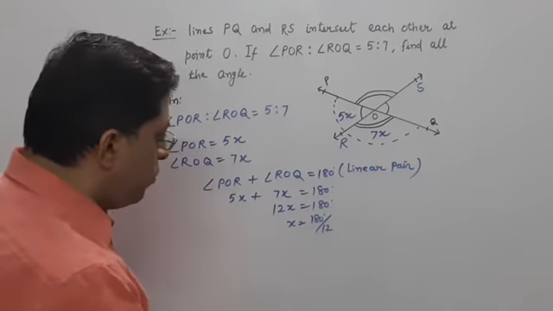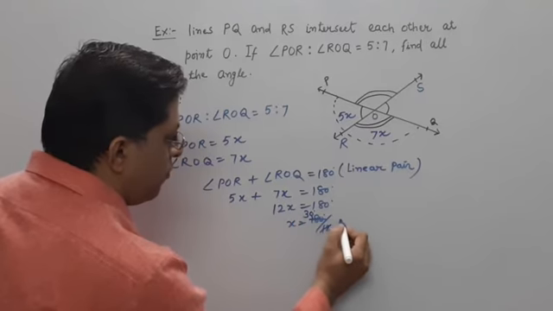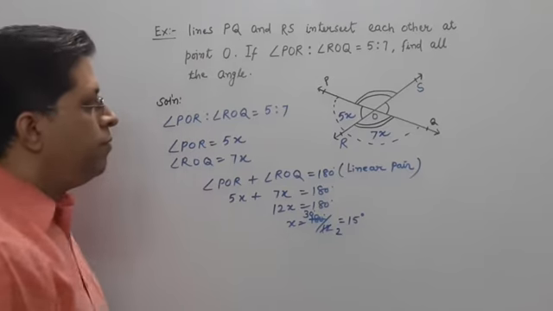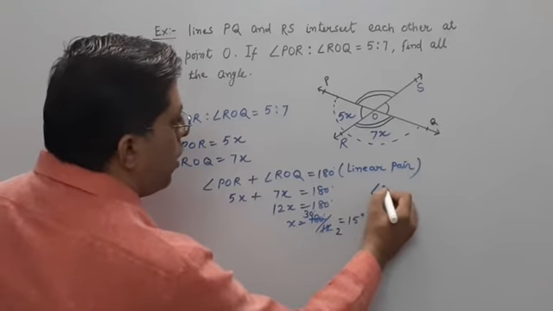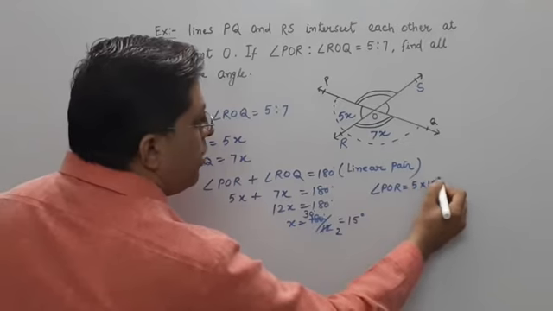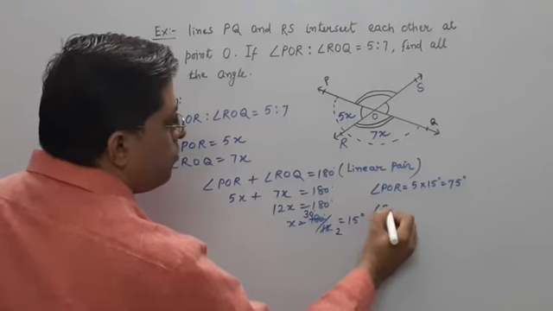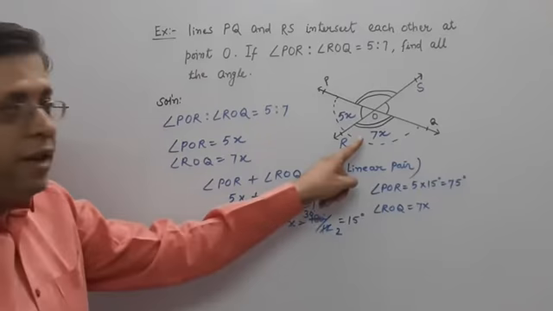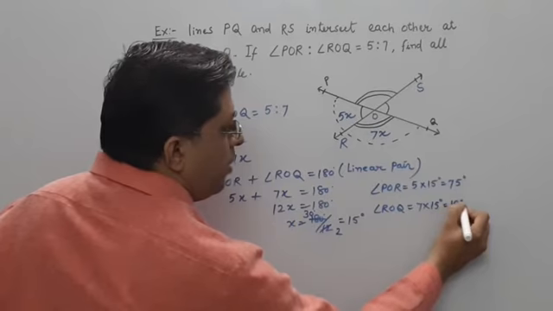Then what to do? By 6 you cut: 6 2s are 12, 6 3s are 18. Then x will be 15 degree, since 30 upon 2 is 15. Then find the value of this. What is angle POR? POR is 5x, then 5 into 15, 15 5s are 75. And here ROQ is 7x, then 15 into 7, this is 105.